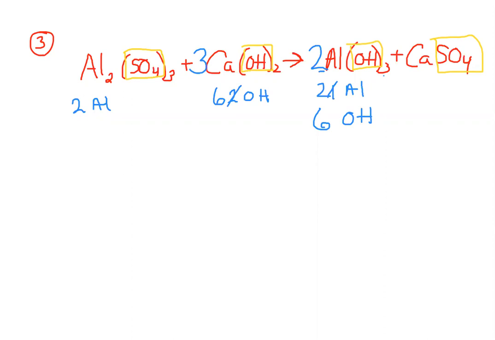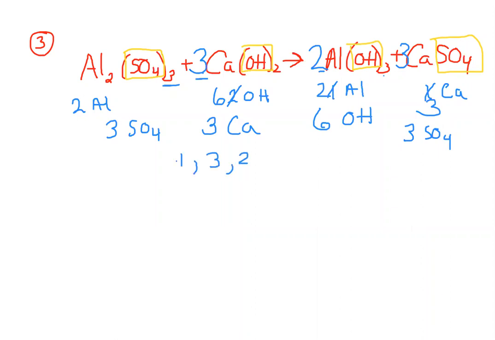Over here, putting a 3 there gave us 3 calcium. Over here, we only have 1 calcium, so we better put a 3 in front of it so that there are now 3. So those are balanced. That gave us 3 SO4, and we already have 3 SO4. So everything is balanced, and our coefficients are 1, 3, 2, 3. Right? That is the kind of thing that you have to do for these problems.